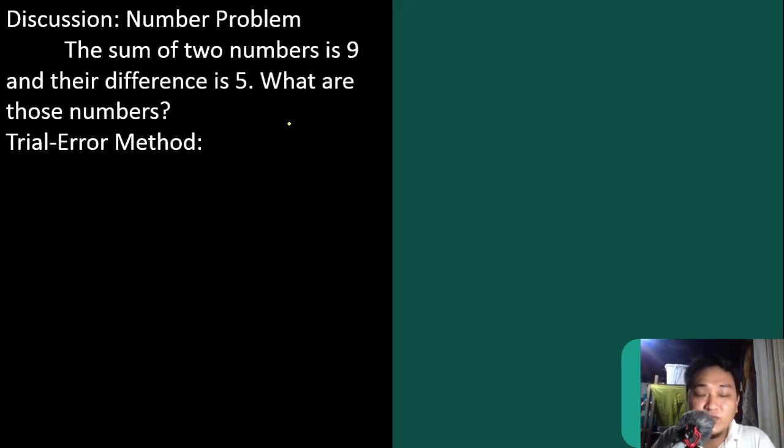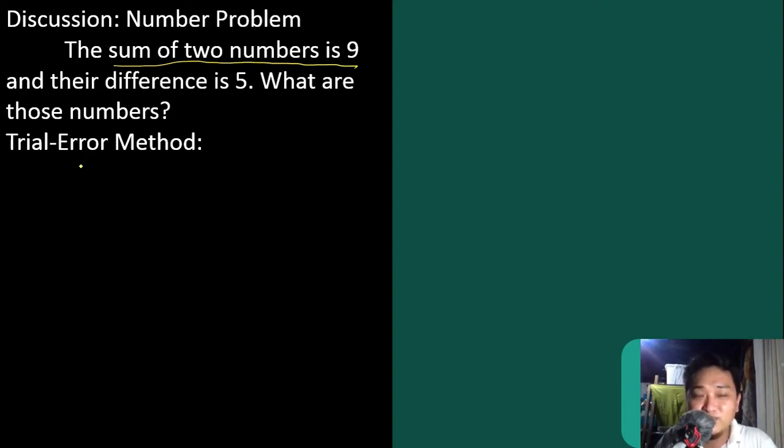Okay. One of the most common problems under this topic, systems of linear equations, has something to do with number problems. Let's say the sum of two numbers is 9 and their difference is 5. What are those numbers? Bago natin masagot kung what are those numbers, kailangan busisiin muna natin yung mga numbers na yung sum nila is 9, and then later on we will proceed to those numbers which have a difference of 5. Ito lang munang sum of numbers which is 9.